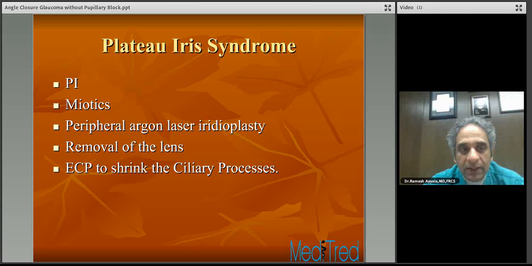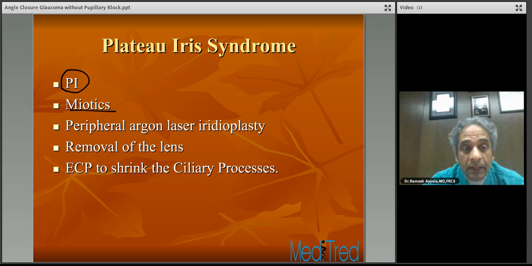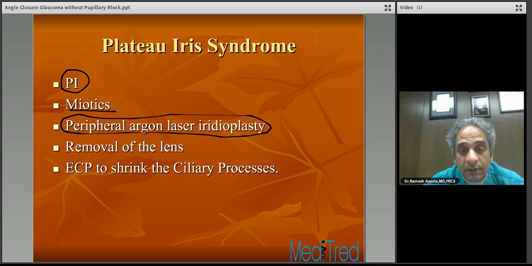So the treatment, as I said in the initial phases, the first thing that you want to do is to try a peripheral iridotomy with the YAG laser. Configuration will resolve, whereas in Plateau iris syndrome patients, the PI does not resolve the attacks. You can try pilocarpine in combination with peripheral argon laser iridoplasty, and this does work very well in some of these patients. If the argon laser iridoplasty in combination with pilocarpine does not resolve these attacks, the next step that you need to do is removal of the lens, even if it's a clear lens.